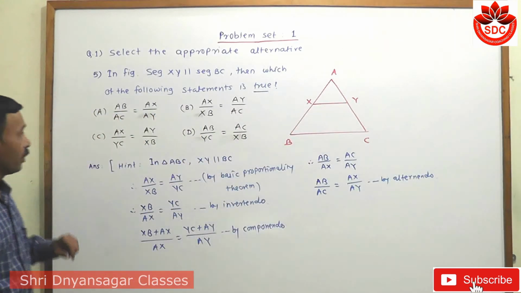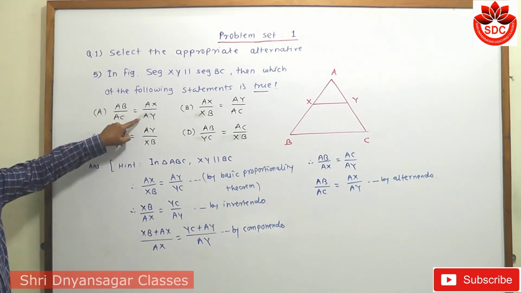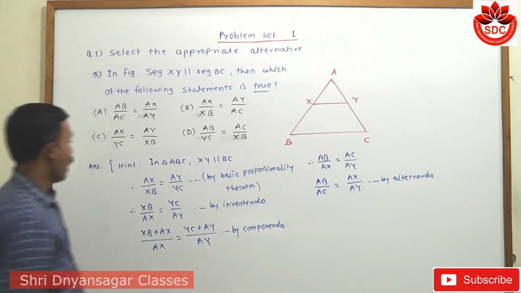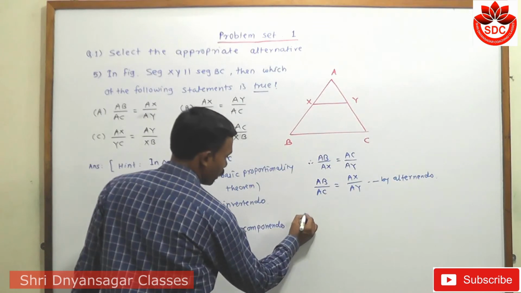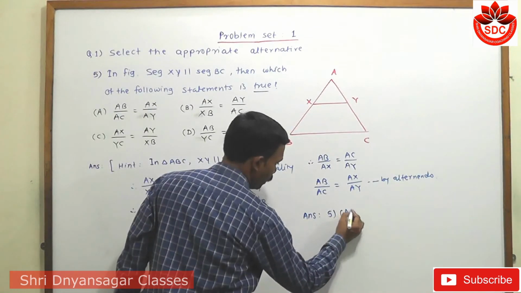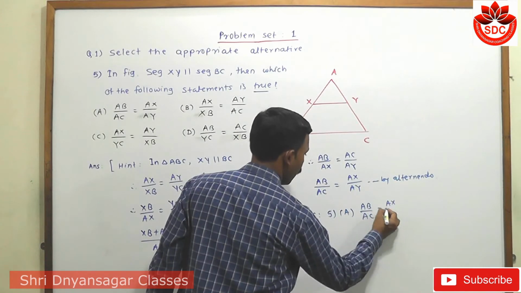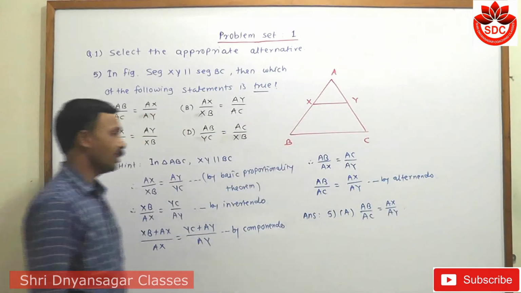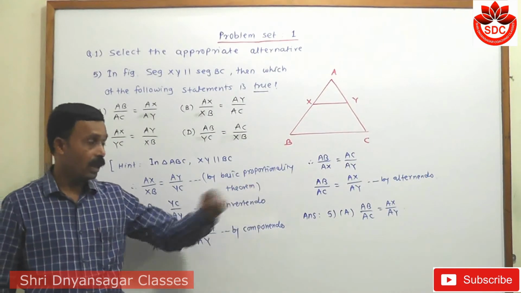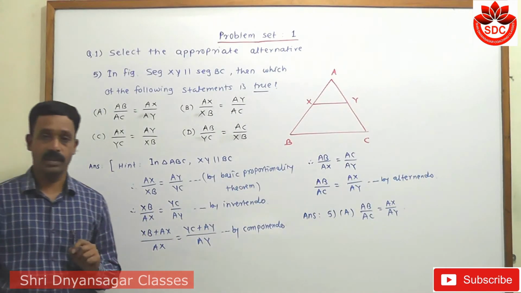Now we observe here, look at the first option, AB upon AC is equal to AX upon AY, so this is our answer, which means the true statement is A. So the answer of question number 5 is A, which is AB upon AC is equal to AX upon AY. Can you understand this, student? We studied these properties, invertendo, componendo, alternando, dividendo in 9th standard. This is our question number 1. Okay.